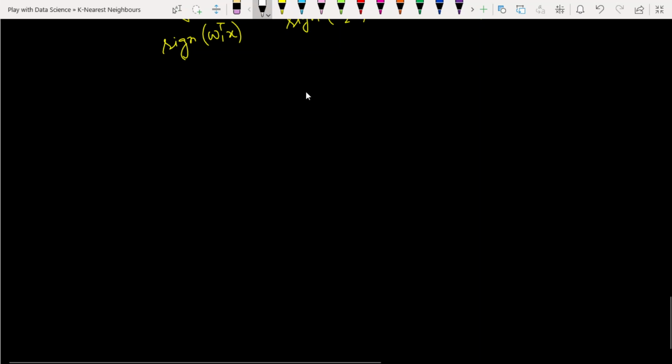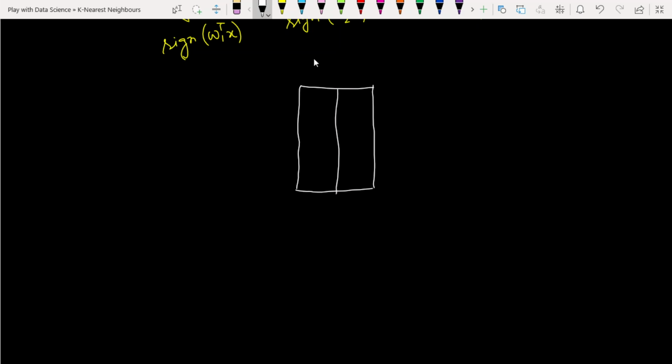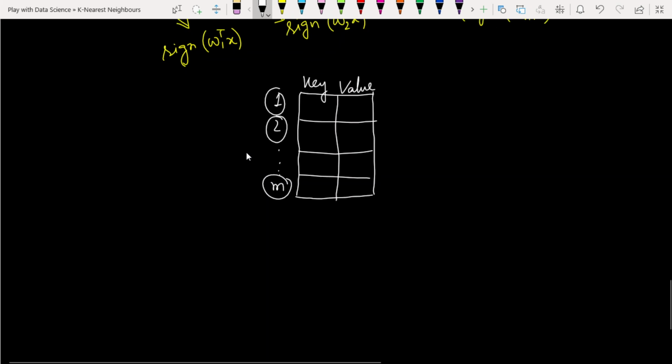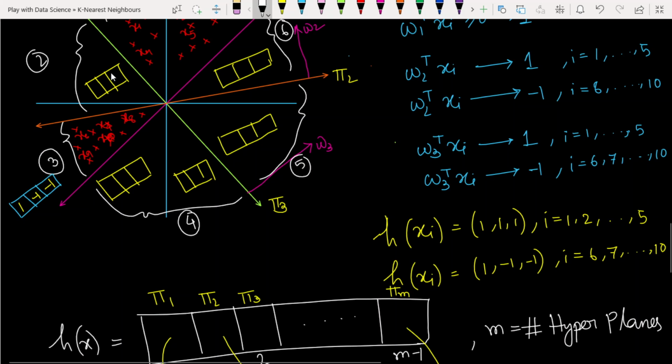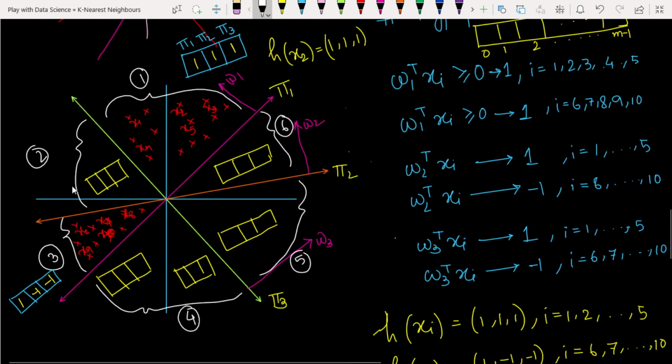So let's see. Our hash table looks like this. Here we have stored the key and here we have stored the value, and this is one bucket. This is bucket 1, this is bucket 2, and this is bucket M. Here, in such a hash table, the bucket will be the number of slices.